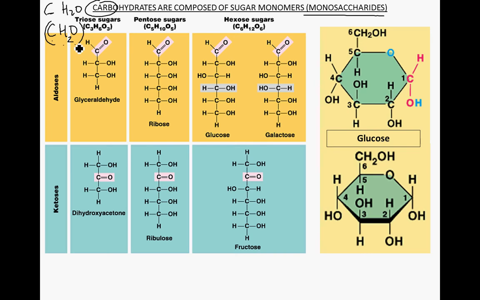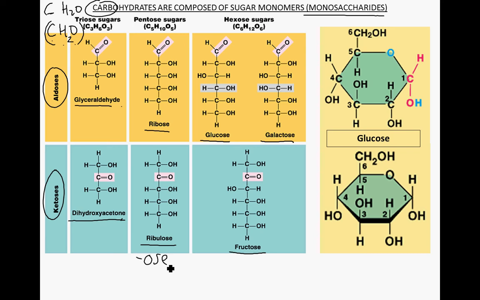There are different categories of these individual single molecules, the monomers. These monosaccharides, some of them are aldoses, some of them are ketoses. This is really not of primary importance here, but we just want to point out that all of these things, glyceraldehyde, ribose, glucose, galactose, dihydroxyacetone, ribulose, fructose, with the exception of a couple, they all end in ose. So if you're at a cocktail party and you overhear people using words that end in ose, they're probably talking about carbohydrates.